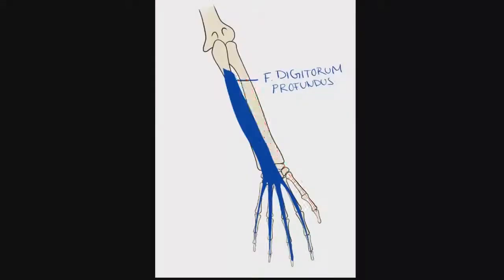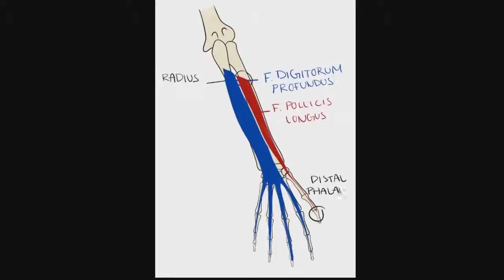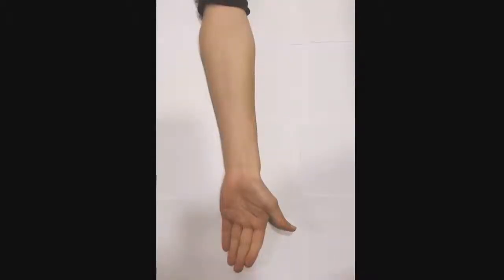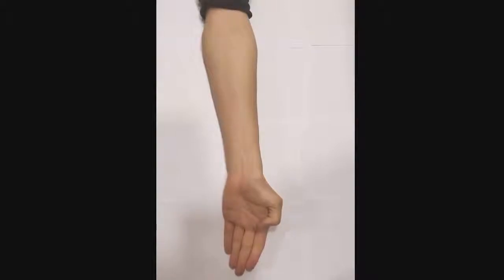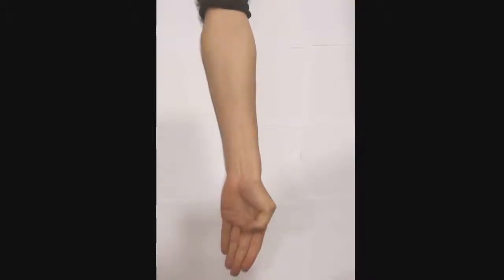Flexor Pollicis Longus, shown here in red, lies laterally to Flexor Digitorum Profundus and originates from the anterior surface of the radius. It attaches to the distal phalanx of the thumb and is innervated by the median nerve. The Flexor Pollicis Longus acts to flex the interphalangeal and metacarpophalangeal joints of the thumb.